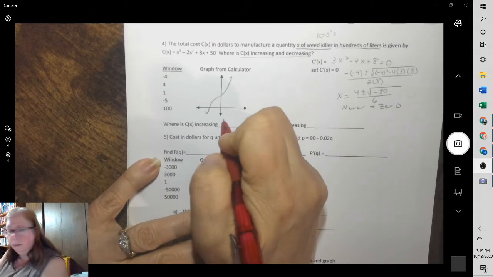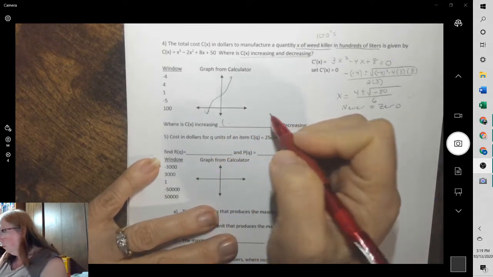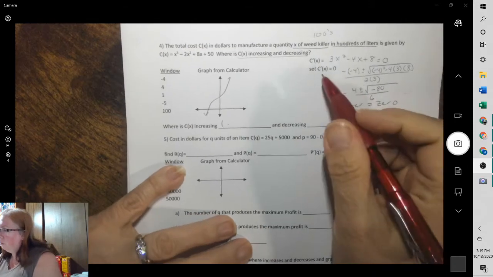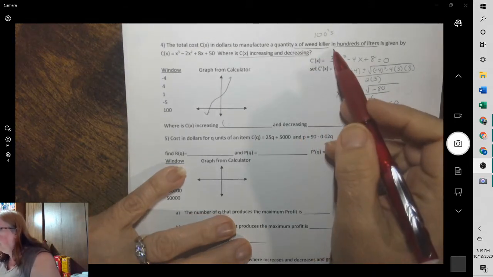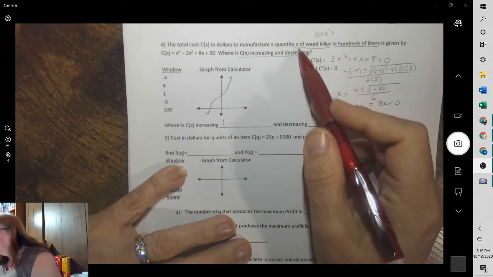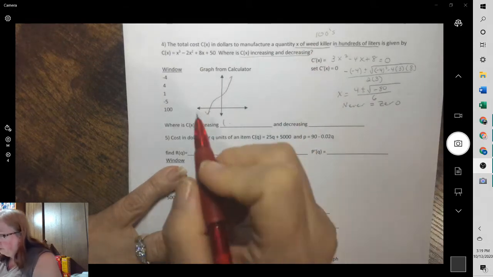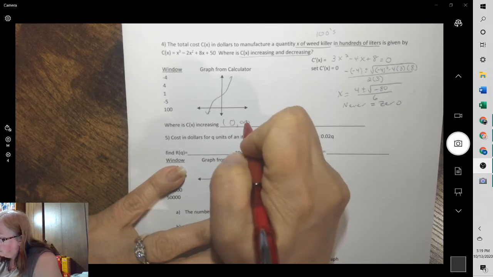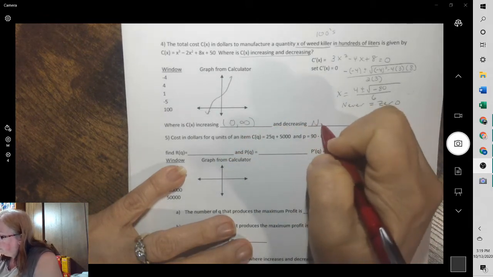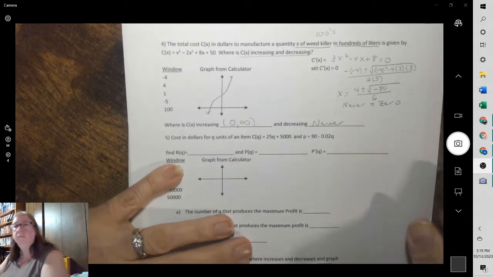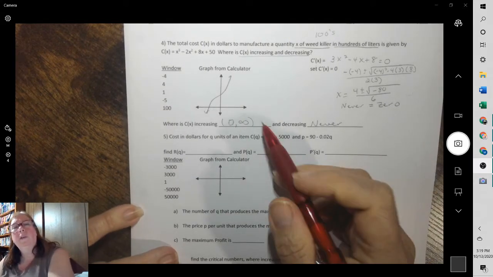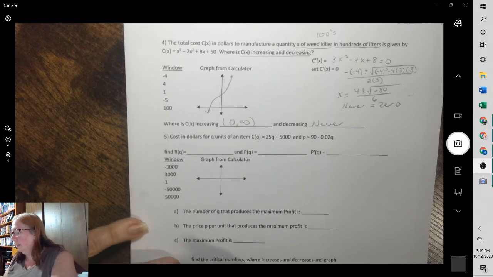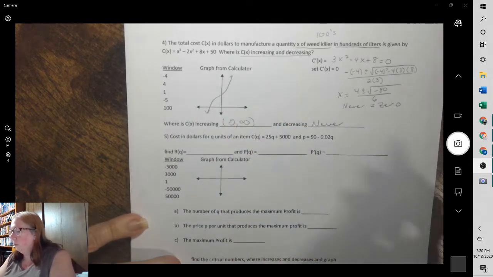So it is increasing from negative infinity to infinity. But when you think about the story problem, X is the amount of weed killer, so you are not going to have a negative amount. Technically, in terms of the problem, it is 0 to infinity, and it's never decreasing. So you want to be careful of that with story problems. If a negative amount doesn't make sense, then you start with your 0.